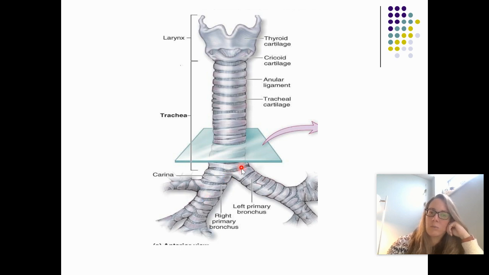The trachea is then going to split into the right and left primary bronchi. The right primary bronchus is shorter than the left primary bronchus. And my understanding from some reading I've done is that if choking's going to happen, something is going to get lodged in the right bronchus.